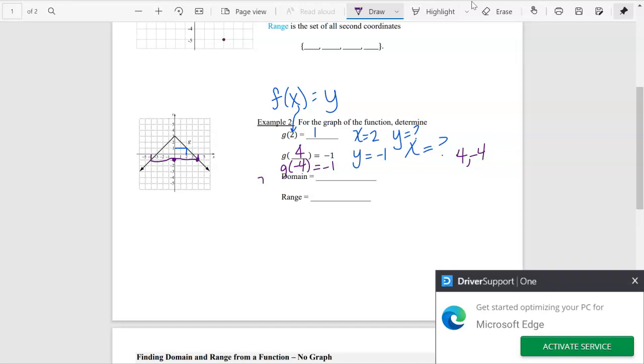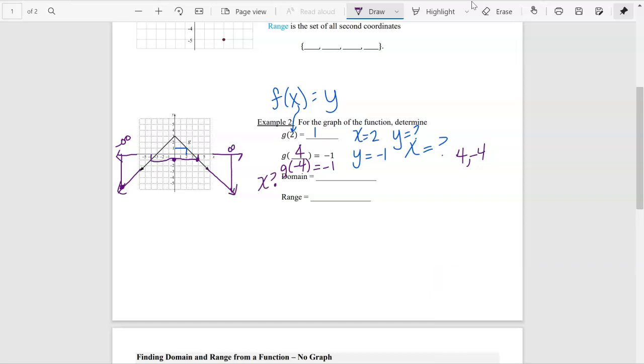The domain is asking you, what can x possibly be? In this graph, these arrows mean that this just continues on forever and ever. When you're considering the domain, you really want to think from left to right. Is it possible that even way out here at -infinity, x wouldn't have a value? Well, no, it's always going to have a value. And even if you go to positive infinity this way, there's going to be a value down here that represents x. So x would be all real numbers.